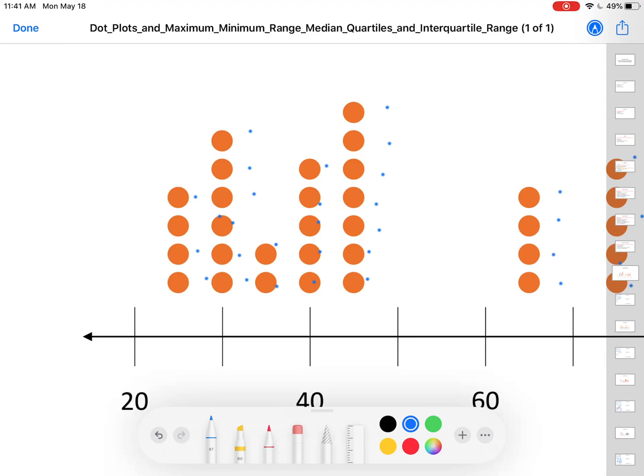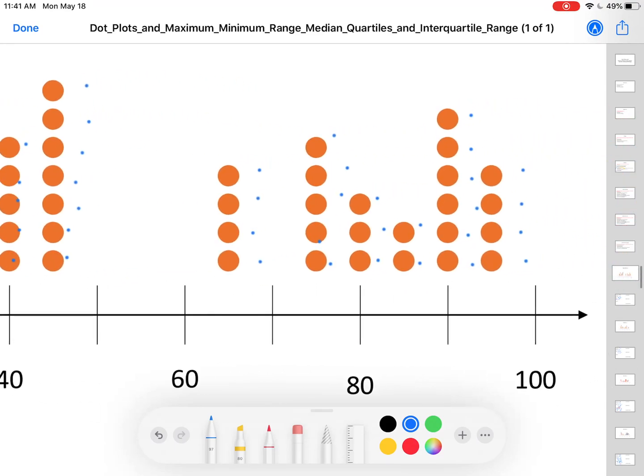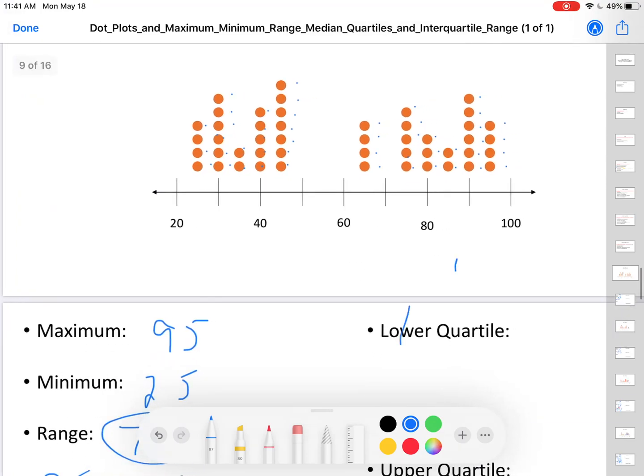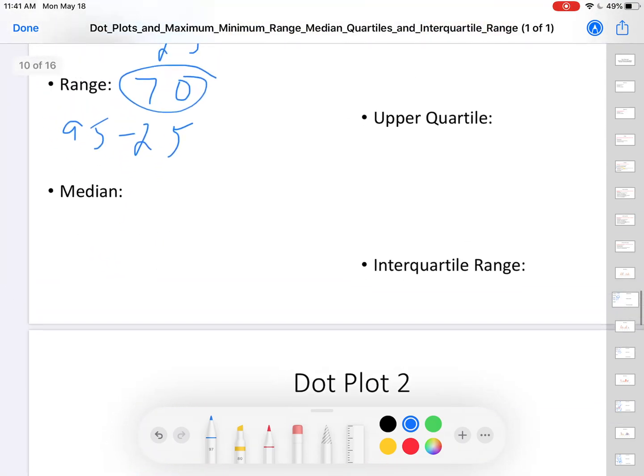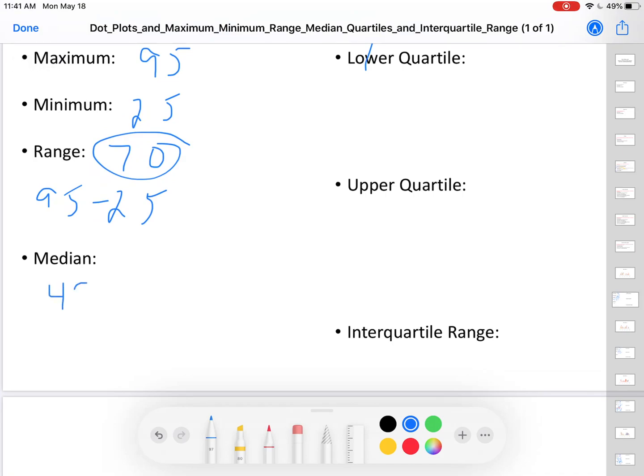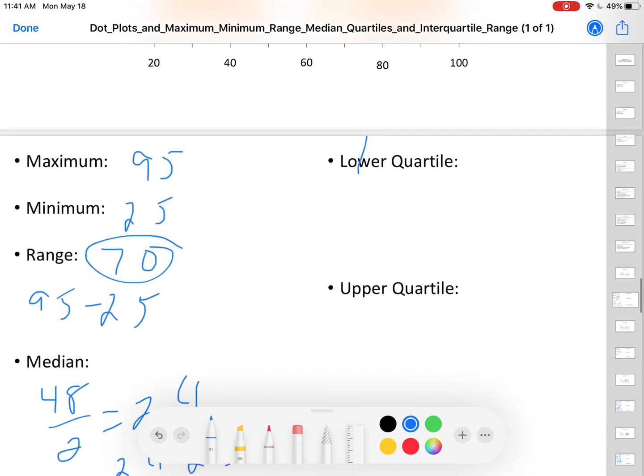19, 20, 21, 22, 23, 24, 25, 26, 27, 28, 29, 30, 31, 32, 33, 34, 35, 36, 37, 38, 39, 40, 41, 42, 43, 44, 45, 46, 47, 48. Okay, 48 is our number. It is an even number. We thought it was. So we do 48 divided by 2 equals 24. So we'll go to 24, and then we'll go up one more to 25.